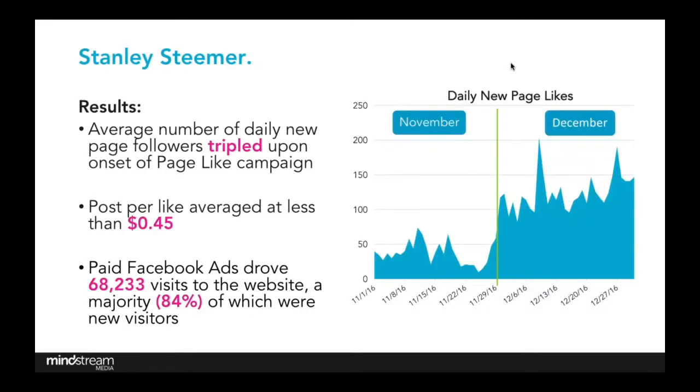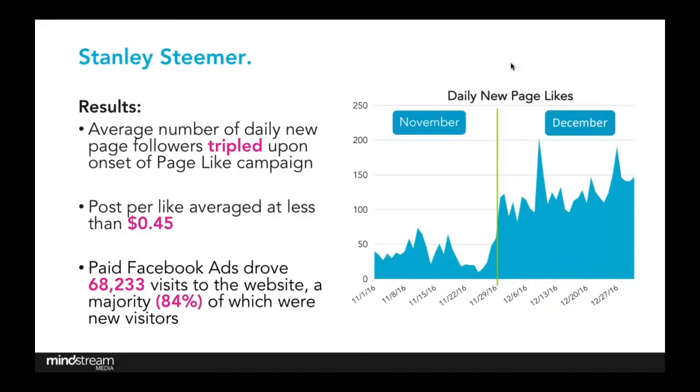So in the success that we saw, the average number of daily new page followers tripled between November and December, as you can see on the graph on the right-hand side. The post per like averaged less than 45 cents. So what's really nice about this is it's really acquiring, as I said, that new audience that we're able to consistently push out Stanley messaging and content to.